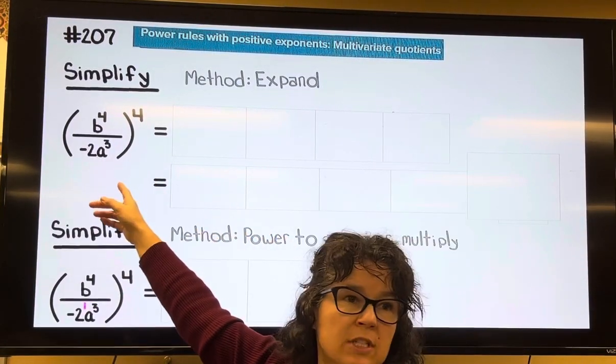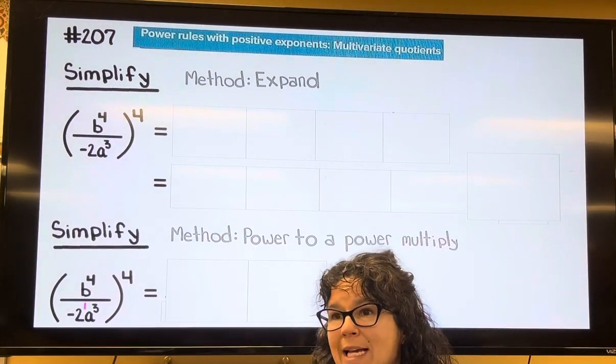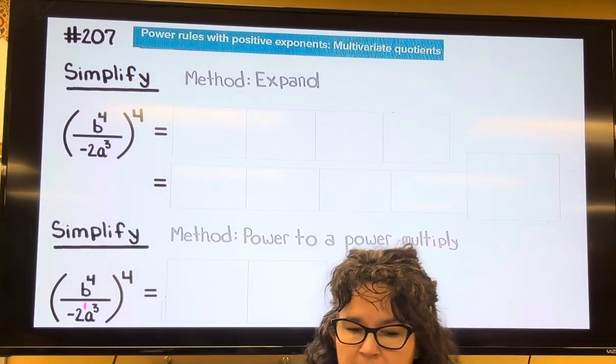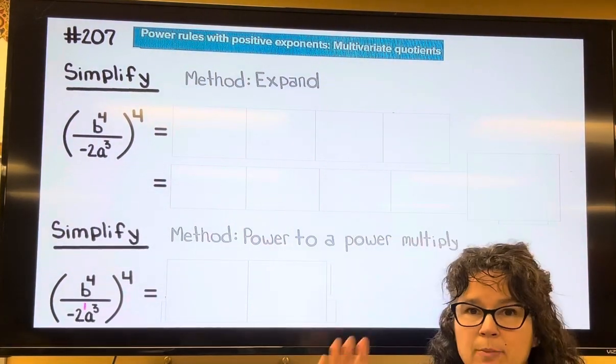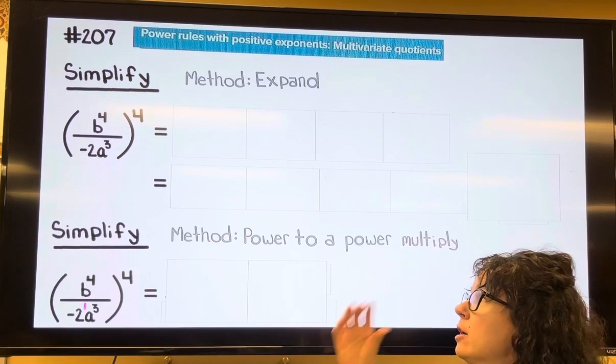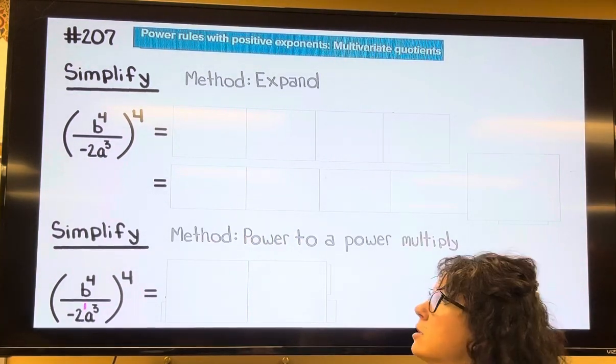If I want to simplify this, worst case scenario, expanding is a method that takes a while, but usually you get to the right answer because the pieces are straightforward. So I'm going to go ahead and begin by expanding before I use the rules.